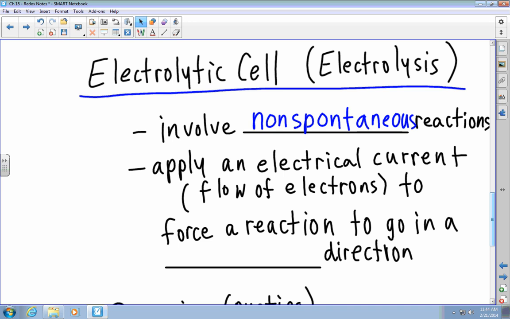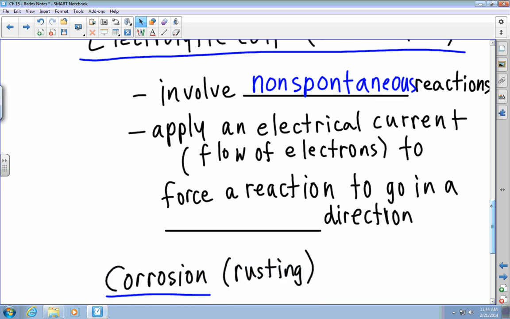So electrolysis is the same thing where some people get their body hair treated through electrolysis. It's the same process. You're applying electricity and basically burning out the little hair follicle using electricity. So electrolysis reactions involve non-spontaneous reactions, and you apply an electrical current, a flow of electrons, to force a reaction to go in a non-spontaneous direction.